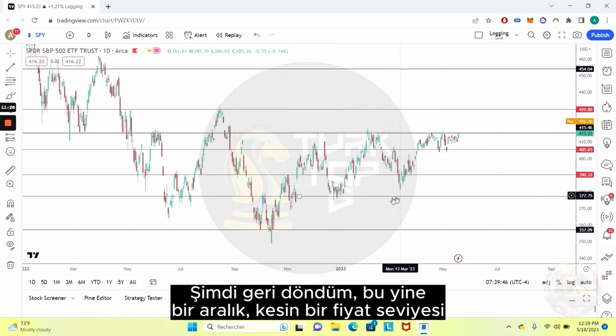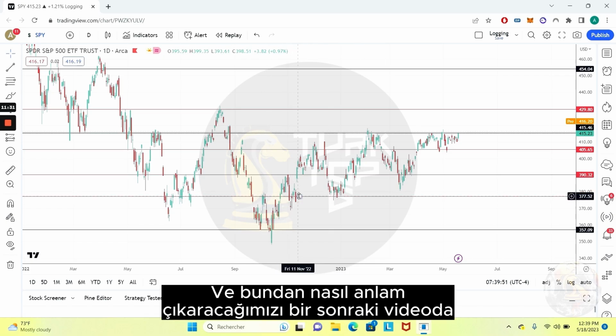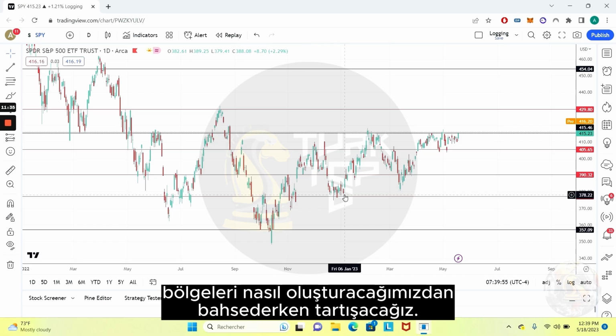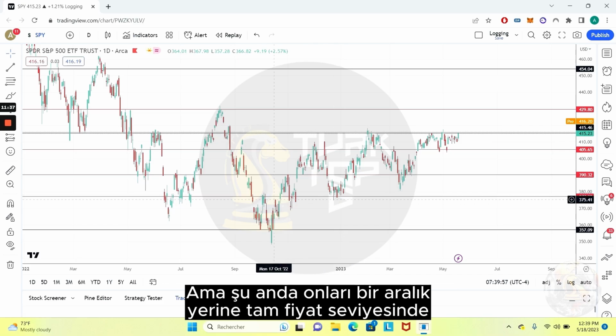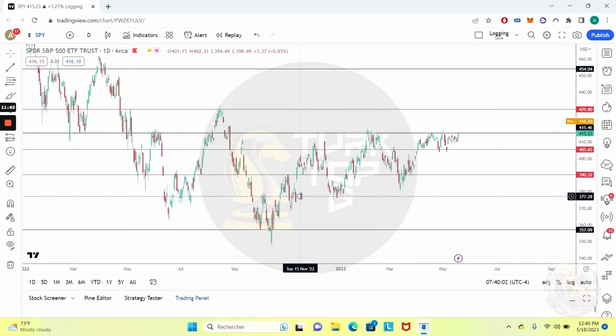Came back. Now this one again is a range. It's not an exact price level. You can see price is a bit choppy around this. And we will discuss how to make sense of that in the next video when we talk about how to trade the zones. But right now, since I'm drawing them at exact price level rather than a range, I'm just giving a basic idea. All right.